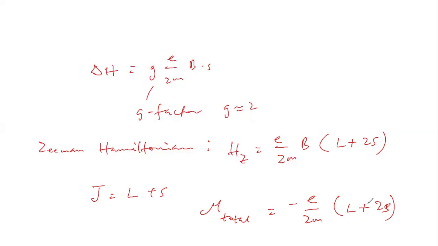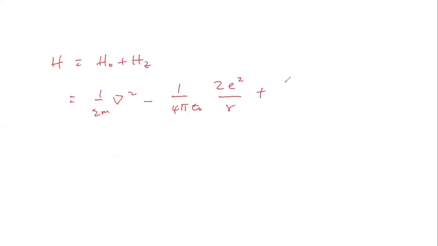And when we talk about the strong magnetic field, then we now have to resolve H being the same as H naught plus the Zeeman Hamiltonian. And this is going to give us 1 over 2m nabla squared minus 1 over 4 pi epsilon naught ZE squared over R as defined earlier, plus E over 2m B dot (L plus 2S).